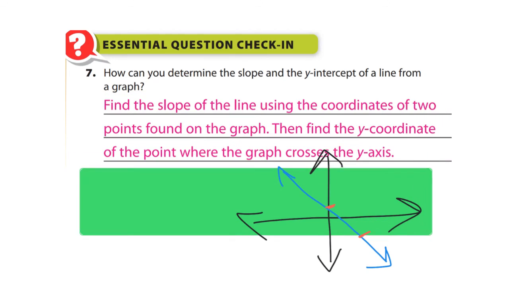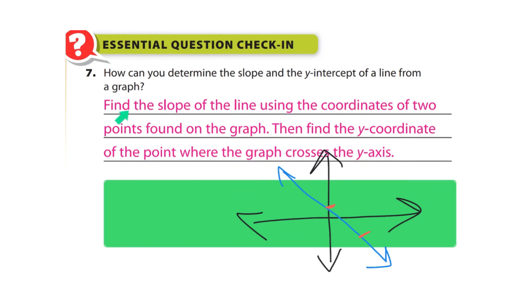Let's see what they have. Find the slope of the line using the coordinates of 2 points found on the graph. So they're talking about using y2 minus y1 and x2 minus x1. We did rise and run, which in my opinion, when you have a graph, is the easiest way to go, unless the numbers are crazy big. Then find the y coordinate of the point where the line crosses the y-axis. That just means find the spot here where it crosses, and that's your y-intercept. Easy enough.